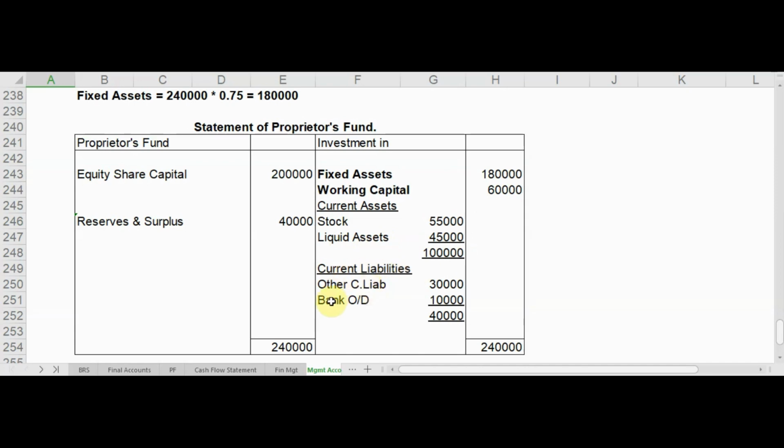What is the current liabilities? Bank overdraft is given 10,000 and total current liabilities is 40,000. So other current liabilities is 30,000. So 1 lakh minus 40,000 equals 60,000. This is the working capital. If we total these two, we get 2,40,000. So this is the statement of proprietor's fund. This is how we solve this problem. With this, we have come to the end of this problem.